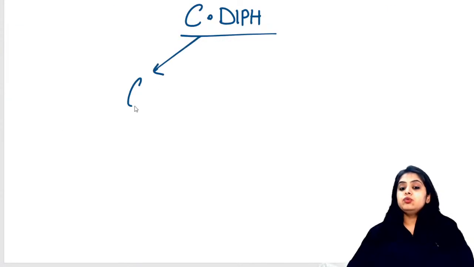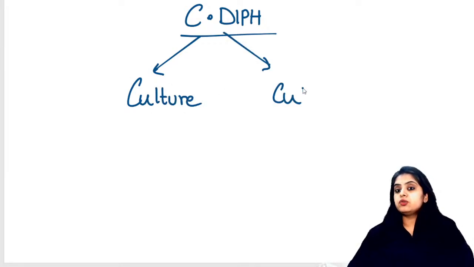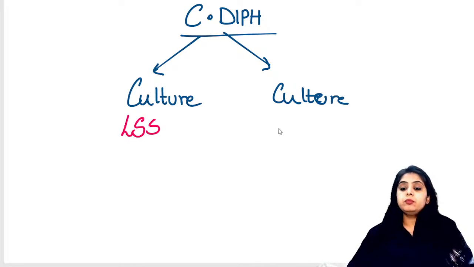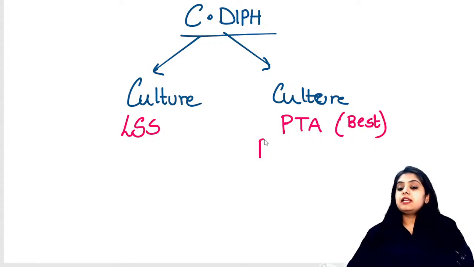If I ask you, you have the option of using two culture media. These are the two options given to you. One is the Loeffler serum slope, LSS. One is potassium tellurite agar, which is going to be the best media that you will use. First tell me which is the best one. So remember, the best one is going to be the potassium tellurite agar. Any reason for that? What is potassium tellurite agar?